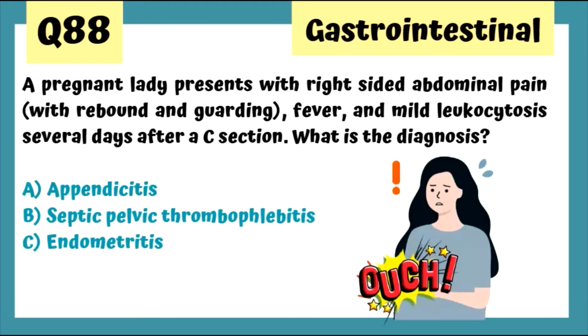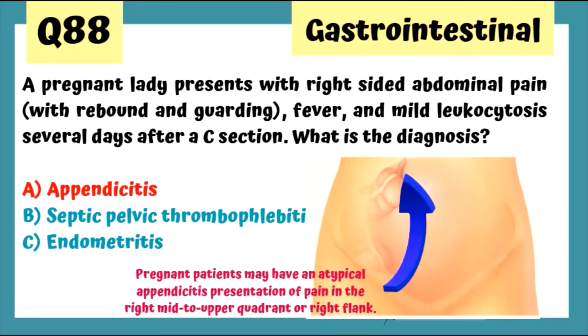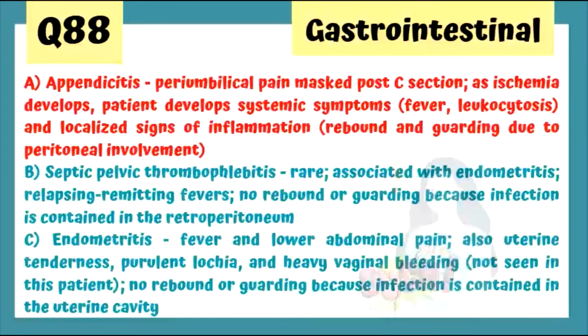Okay. Question 88. A pregnant lady presents with right-sided abdominal pain with rebound and guarding, fever and mild leukocytosis several days after a C-section. What's the diagnosis? This is likely appendicitis. Appendicitis in pregnancy can have really weird presentations. It can even go up to the right upper quadrant. That's important to keep in mind.